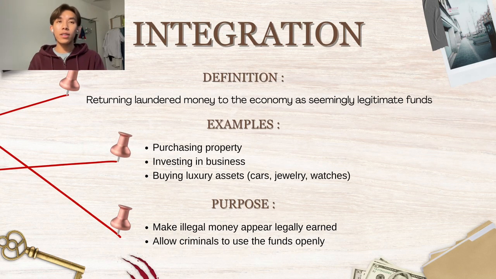Integration is defined as returning laundered money to the economy as seemingly legitimate funds. Its examples include purchasing property, investing in businesses, and buying luxury assets such as jewelry, watches, and cars. Its purpose is to make illegal money appear legally earned and allow criminals to use the funds openly.